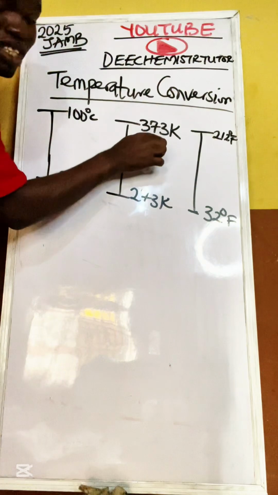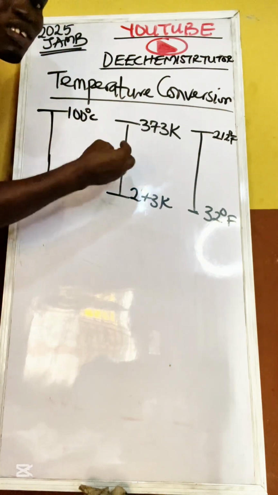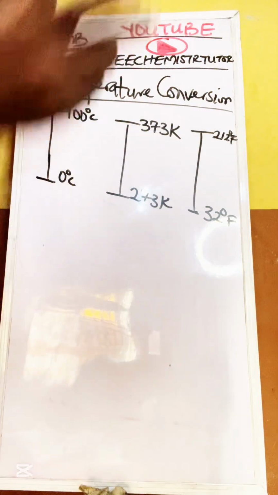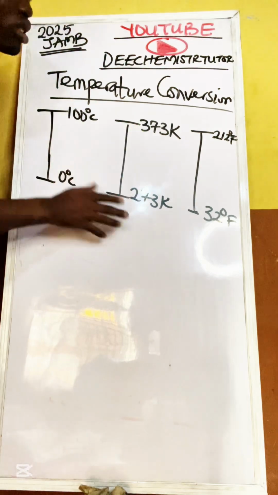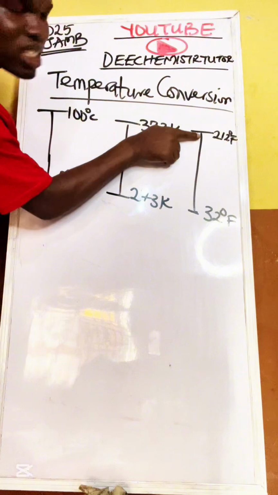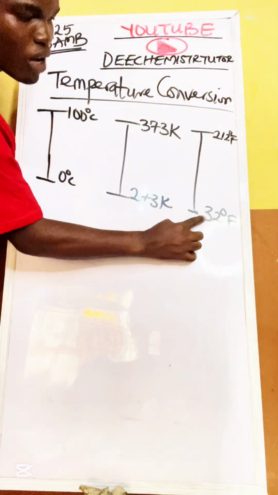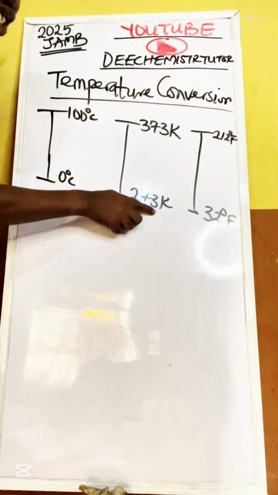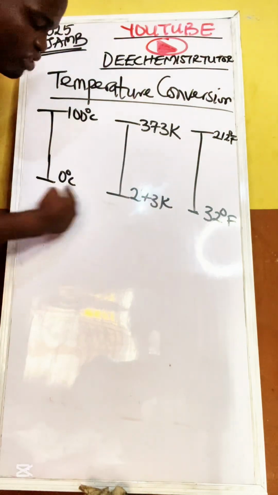What is the upper point of a Kelvin scale? It is 373. Now, this is not actually the value. It is 373.15, but that is still advanced. Just know this. So then the lower is 273. Then the upper for Fahrenheit is what? 212. Then the lower is 32 degrees Fahrenheit. Don't forget, Kelvin does not have degree. This one is degree.